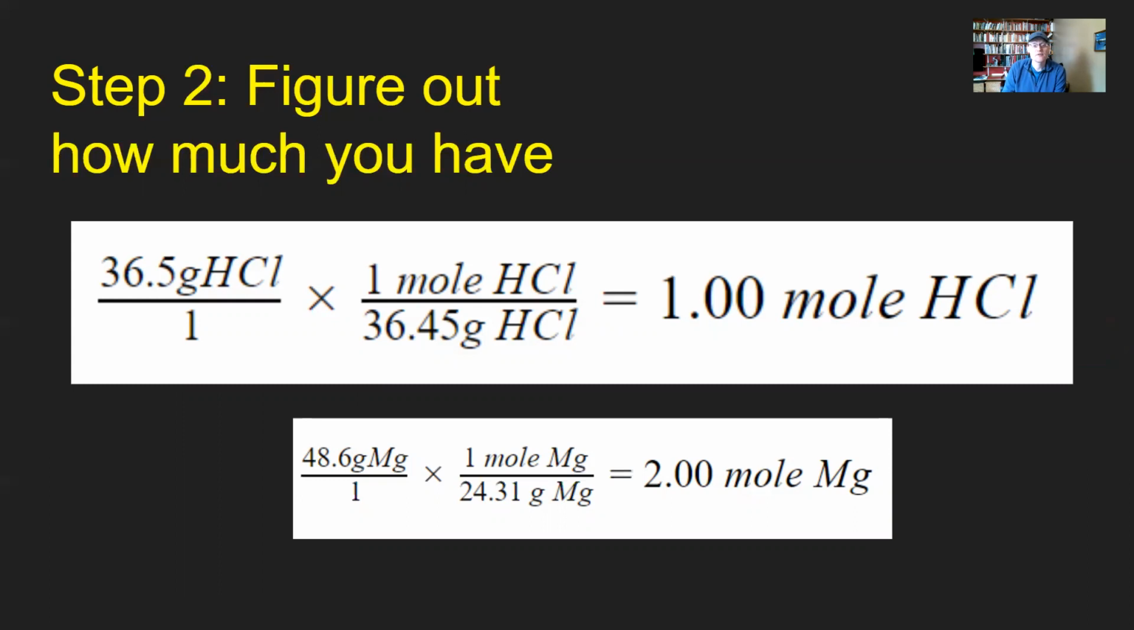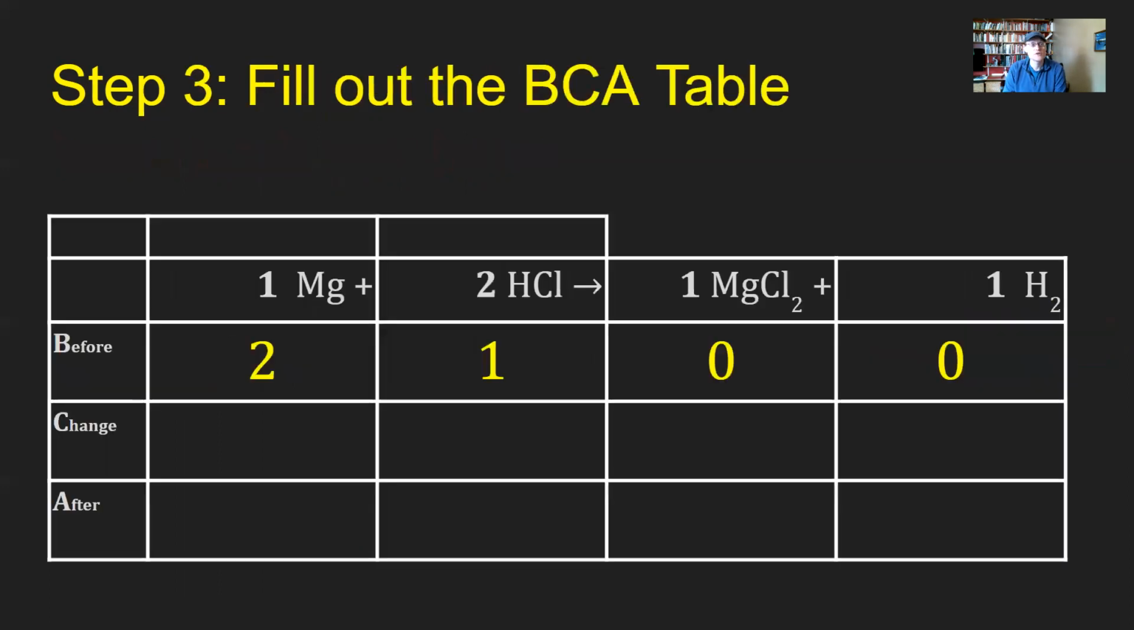At this point, I have to figure out how I'm going to put that into the BCA table, right? Which is part 3. Fill out the BCA table. This 2 moles of magnesium is what we got from the conversion in the previous step. This 1 mole of hydrochloric acid is also from the previous step. And just as always, we have 0 grams of products before we start the chemical reaction itself. So if we've got 0 and 0, that's perfectly fine. We got 2 and the 1.